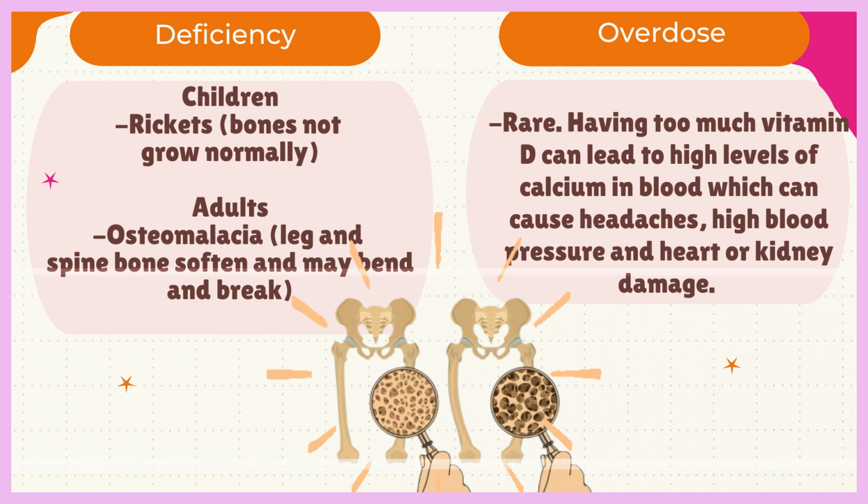Children mainly suffer rickets if they do not consume enough vitamin D, and adults will suffer osteomalacia, which causes leg and spine bones to soften and may bend and break. The effects of consuming vitamin D in excess are rare, but having too much vitamin D can lead to high levels of calcium in the blood, which can cause headache, high blood pressure, and heart or kidney damage.